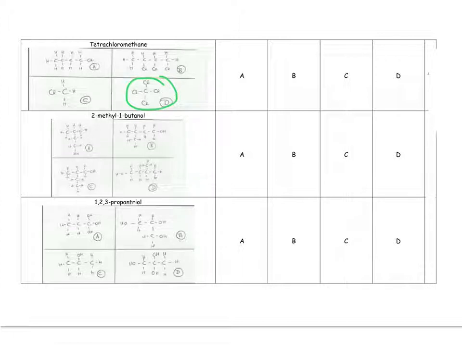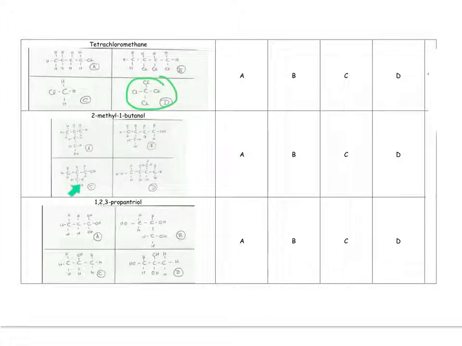2-methyl, 1-butanol. So we're going to look for a 4-carbon chain with an alcohol group on it. 1, 2, 3, 4. There's the alcohol group. It's 1-butanol, so that seems reasonable, but then the methyl would need to be on the 2nd carbon, which is over there, and it's not. So let's look at another one here.